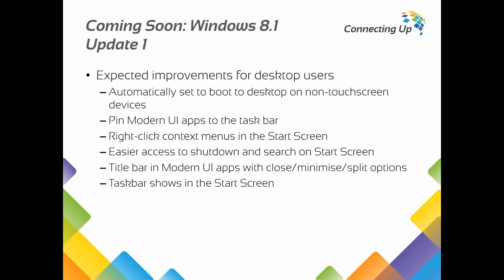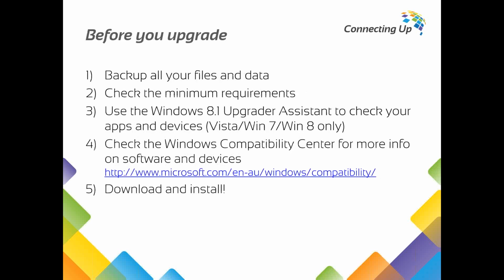If you want more information on that, you can search Windows 8.1 Update 1. Okay, so let's say it's time for you to think about upgrading. There are a few things that you want to do. First and foremost, always back up your files and data. Even though you can upgrade directly from, say, Windows 7 and keep your personal files, and from Windows 8 and keep everything, it's always worth double-checking and making sure you've got those backups anyway.